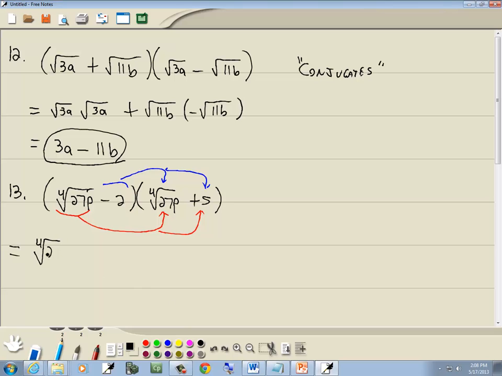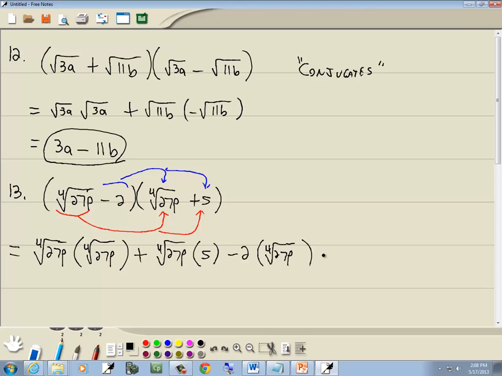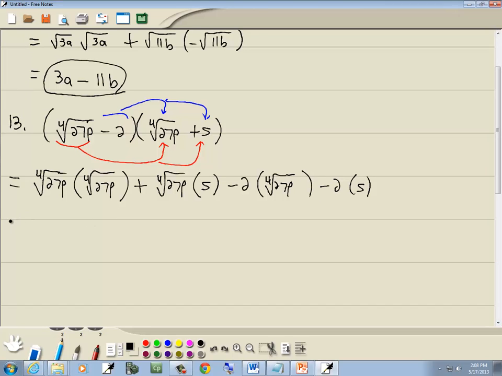So we've got the fourth root of 27p times the fourth root of 27p. And we got the fourth root of 27p times 5. Then minus 2 times the fourth root of 27p, and negative 2 times 5. Foiling, if you'd have it that way. Now I might be tempted to think that this radical times this radical is 27p, but that only applies when you got a square root. These are fourth roots. So all we can do here is multiply what's underneath them.